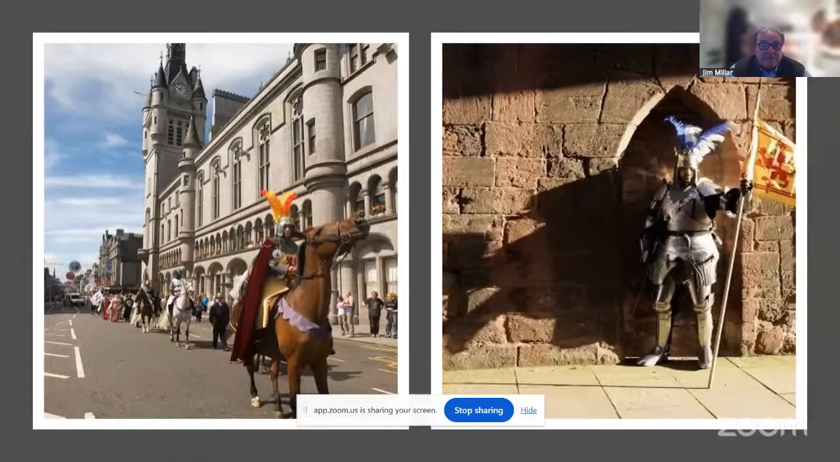People from Arbroath have also gone elsewhere to support other celebrations of the Declaration. The one on the left is Aberdeen. The one on the right is actually Arbroath, and that was again from the launch of the campaign.